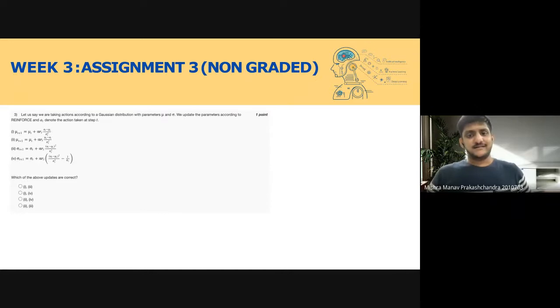Okay, I think this is more of a mathematical question. I shouldn't do this right now. I don't have time. But all you need to do is update the parameters according to the REINFORCE algorithm and determine the action taken at step t. Since this is a Gaussian distribution, the theta parameters that you have in this case are your mu and the sigma value. So you need to find two separate updates, one for the mu parameter and one for the sigma parameter. I don't remember exactly, but in this case, this one is the answer.